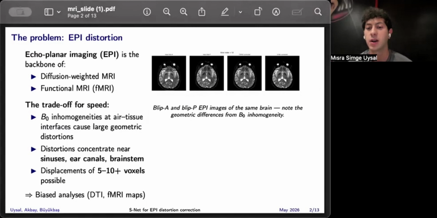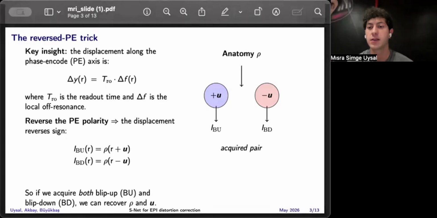You can see in this image how the same brain looks geometrically different when acquired with two opposite phase-encode polarities. That's the artifact we want to fix. So the key physical insight is that the distortion along the phase-encode axis is proportional to the local off-resonance and the readout time, as shown in this equation. Crucially, when we reverse the phase-encode polarity, the displacement reverses sign, same magnitude, opposite direction.